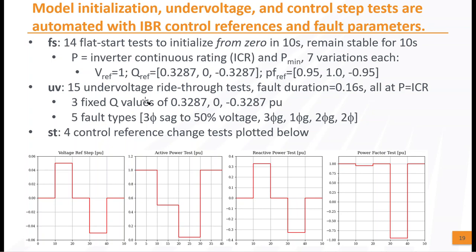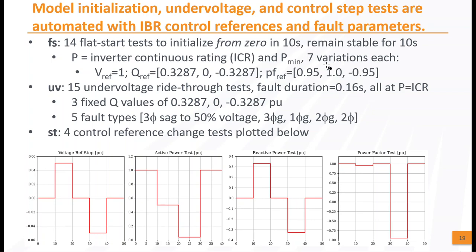We have a second set, and in the file naming scheme, we're limited to 8 characters for COMTRADE files, so I picked a 2-character mnemonic, FS, for flat start. That's a sequence of model initialization tests. We have 15 undervoltage ride-through tests.